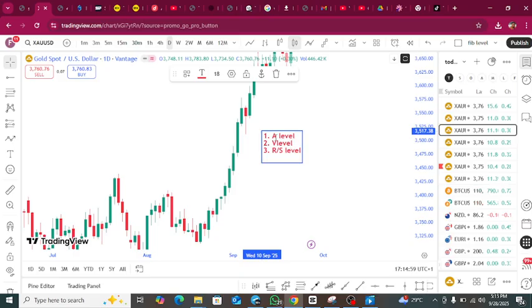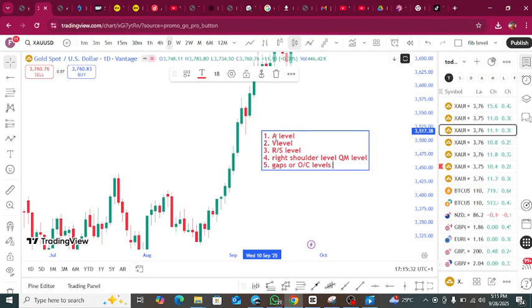The fourth one is the right shoulder level, or QM. I even forgot the name. Right shoulder level, or you call it QM level. And then the fifth one is the gaps or open and close level. You will see people write things like this: open and close levels.